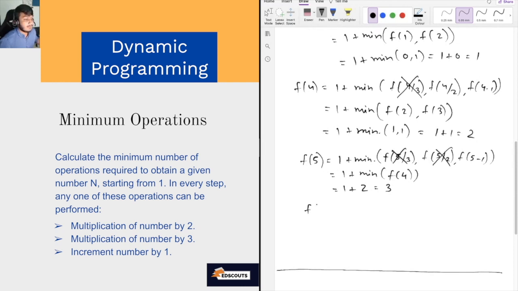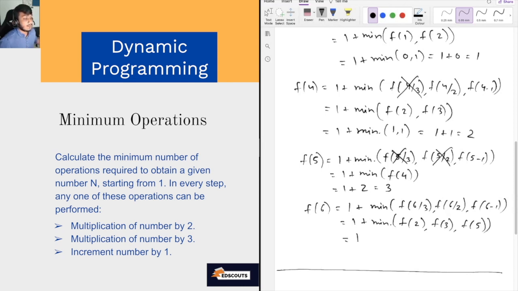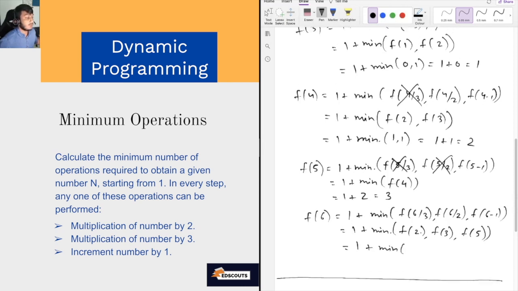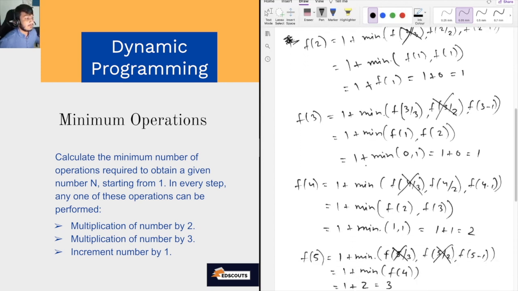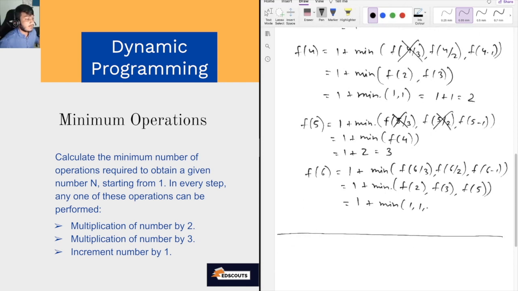Now let's see for f of 6. f of 6 is 1 plus minimum of f of 6 by 3 comma f of 6 by 2 comma f of 6 minus 1, which is equal to 1 plus minimum of f of 2 comma f of 3 comma f of 5. Now, what is f of 2, 3 and 5? f of 2 is 1, f of 3 is 1 and f of 5 is 3. So minimum of 1 comma 1 comma 3 is 1, and 1 plus 1 is equal to 2.